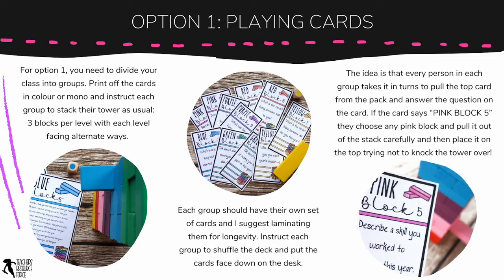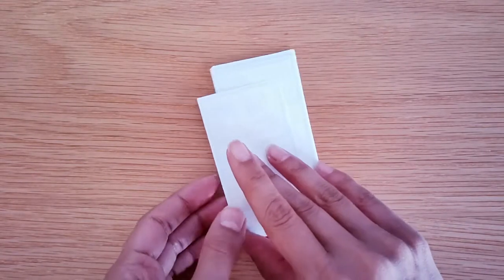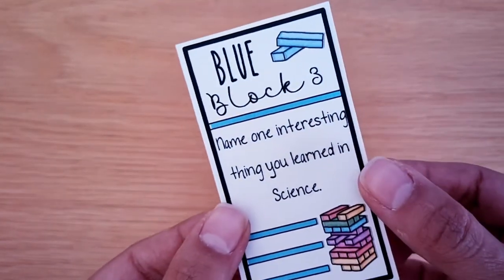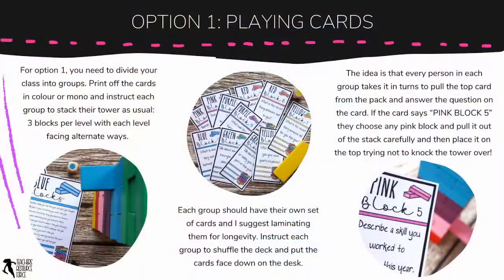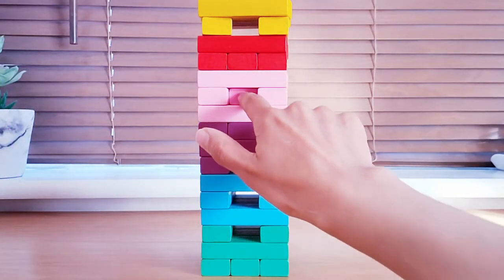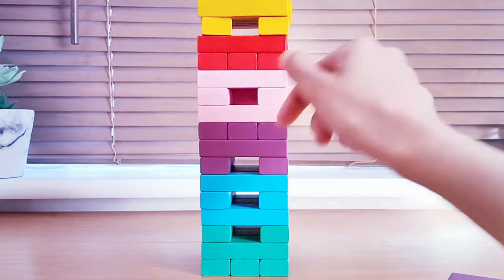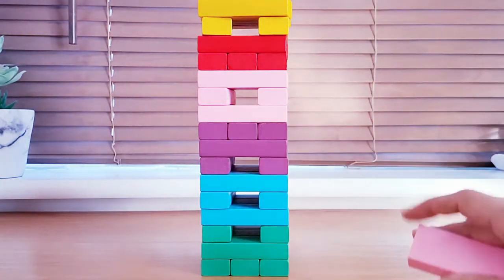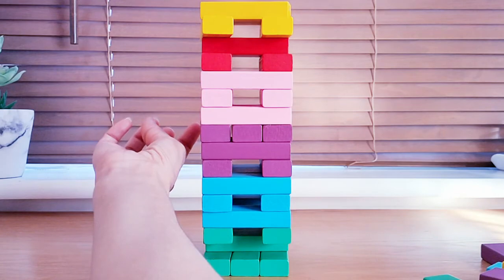And the idea is that every person in each group takes it in turns to pull the top card from the pack and answer the question on the card. So for example, if the card says pink block 5, then they choose any pink block from the tower, pull it out of the stack very carefully, and then place it on the top, trying to not knock the tower over.